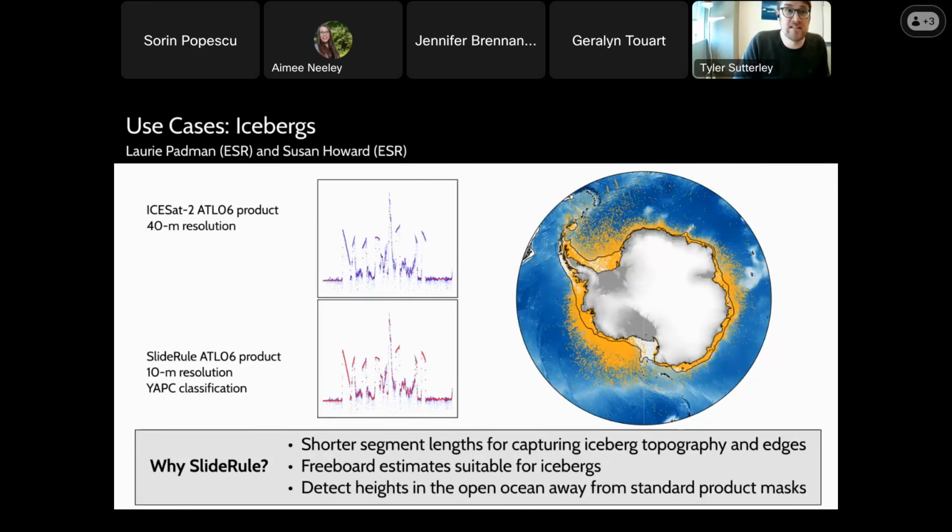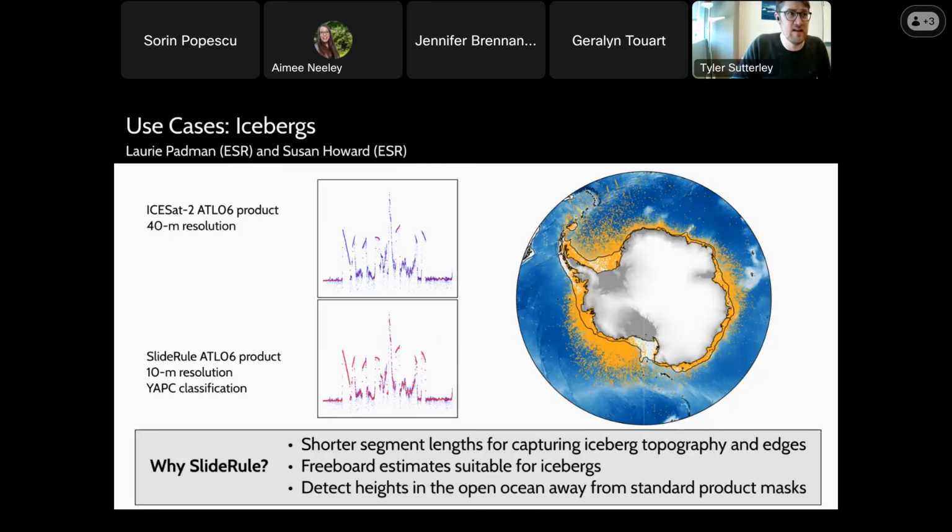One of the really big and exciting works that people have used SlideRule for is to look at icebergs. So icebergs sort of fall in between the cracks of the standard data product. It wasn't something that was really devised. It's not quite sea ice. It's not quite land ice. It's over the sea, but it's taller than regular sea ice.